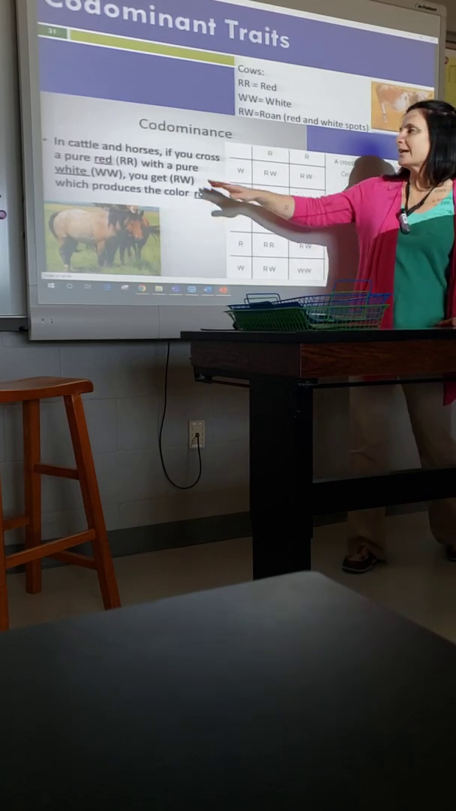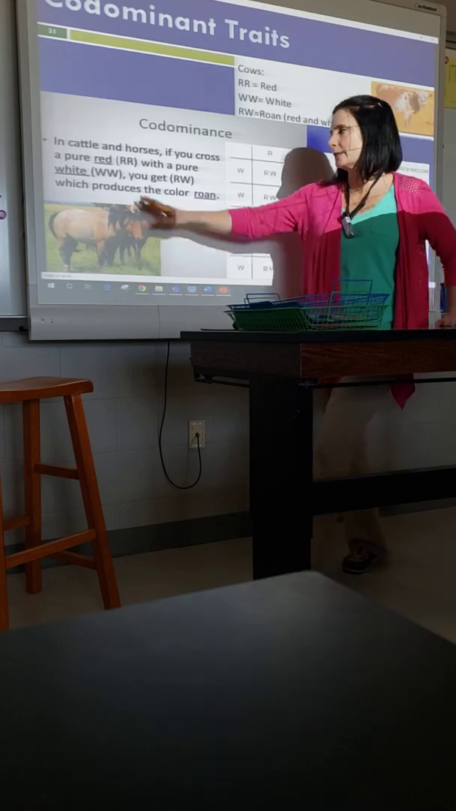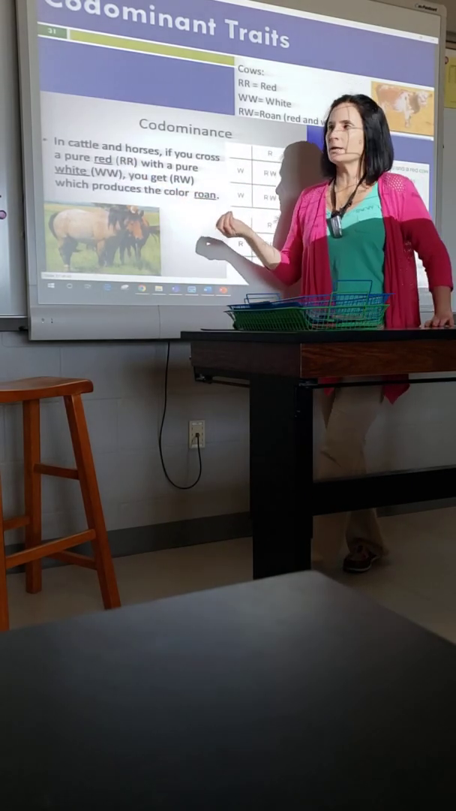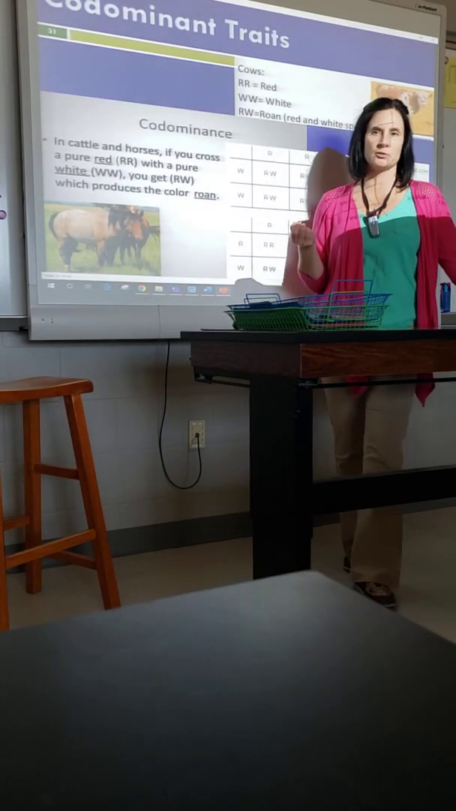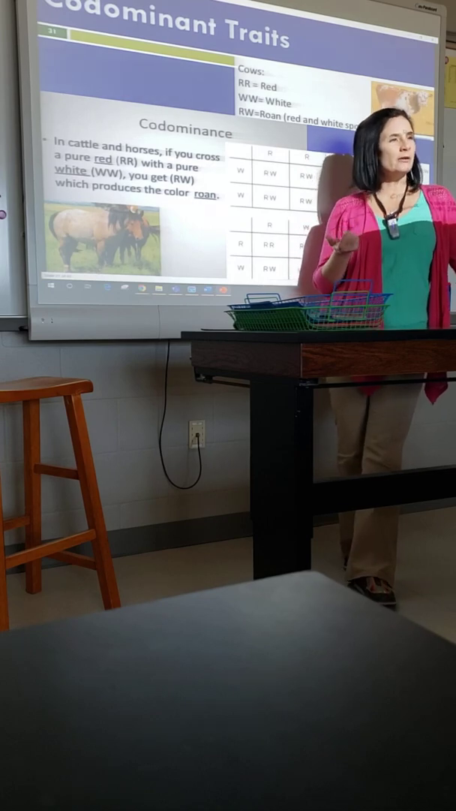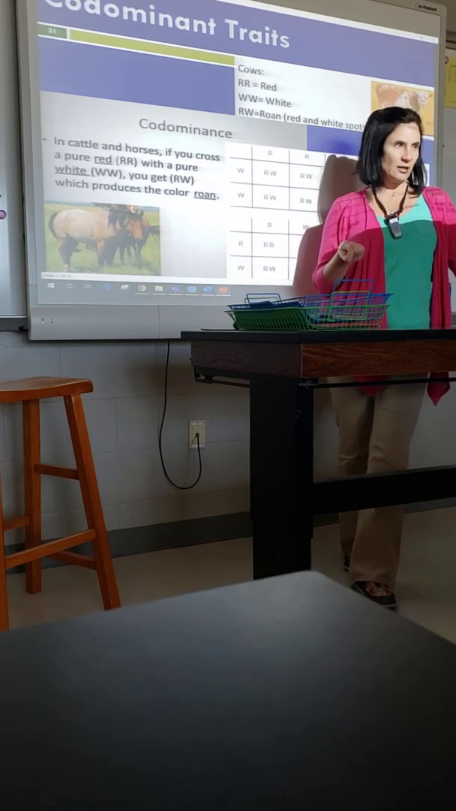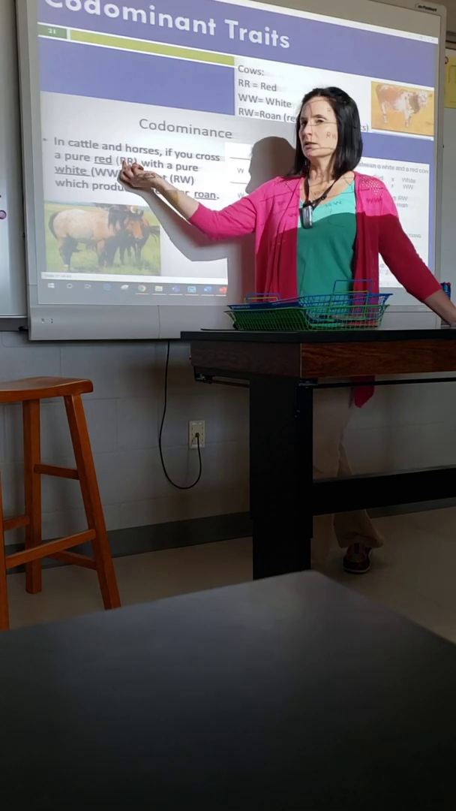Okay, so in cattle and horses, if you cross what we call a purebred, so purebred is another name, if we're talking about codominance, for homozygous dominant. You have the same allele pair.